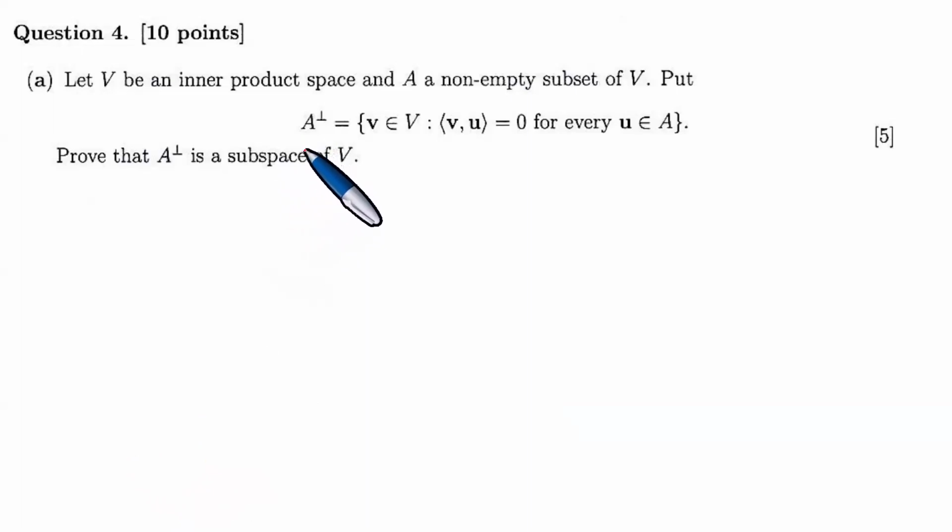For orthogonal sets, for A, there's something called the A complement, which is the orthogonal complement of A. So you need to put the orthogonal complement of A to be equal to V, vectors in V, which are elements of the vector space, which is the inner product space, such that the inner product of V and U is 0 for every U in A. Okay, so this is once again what we call the orthogonal complement. How do we know? Because orthogonal means that the inner product is 0.